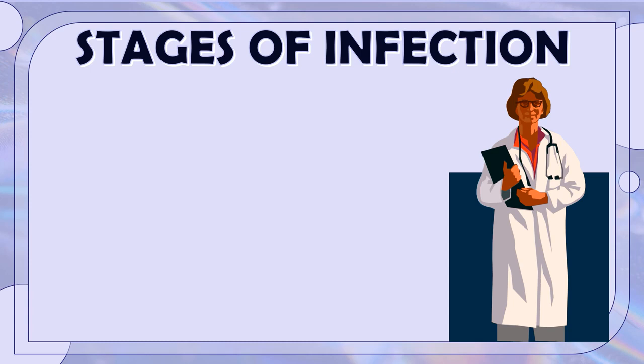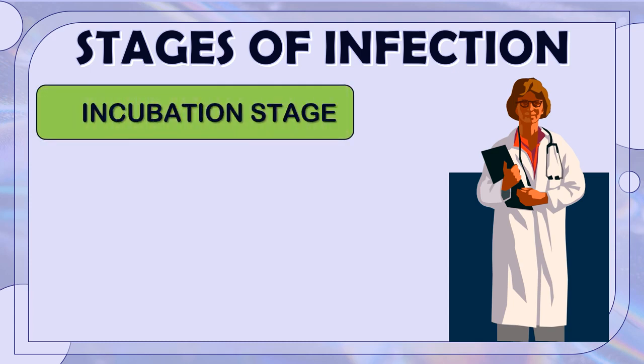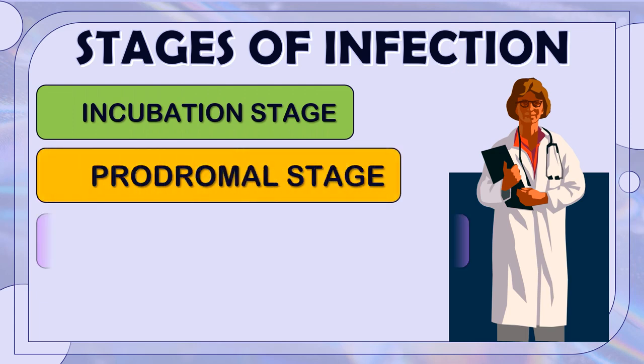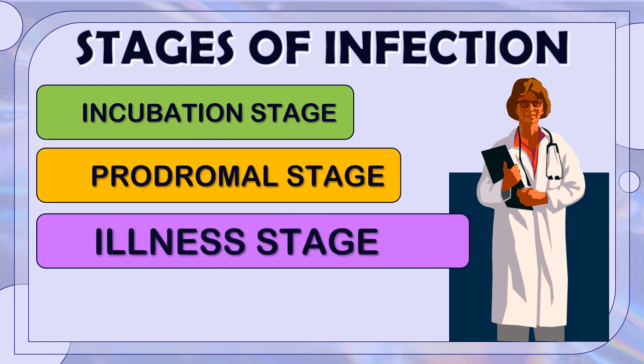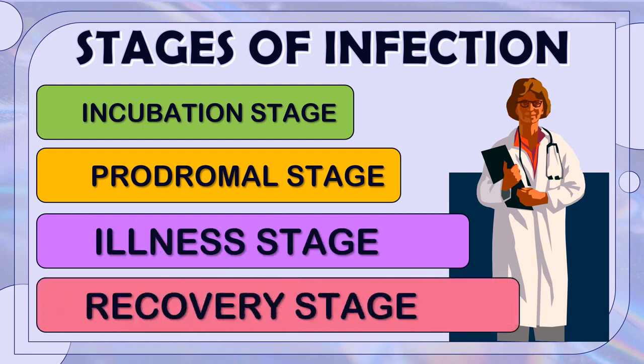Now you know the different links in the chain of infection. After knowing that, we will now be discussing the different stages of infection. And in these stages, we have 4. The first one is what we call incubation stage. The second one is prodromal stage. The third one is illness stage. And the last one is recovery stage. Let's discuss these stages of infection.